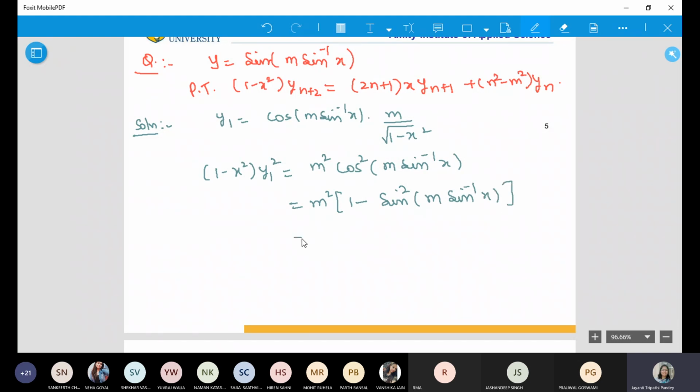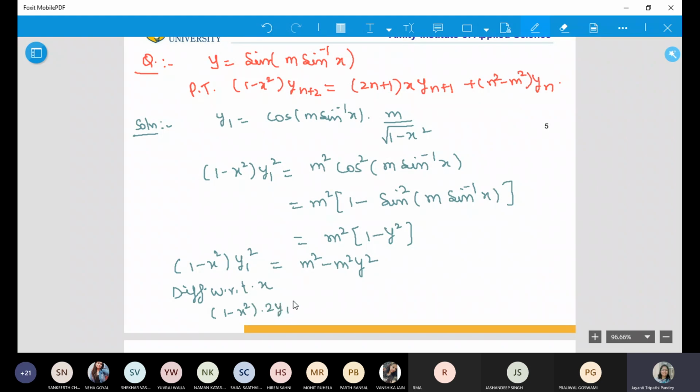This is m square 1 minus sine square m sine inverse x. Simple identity I have used. This is m square 1 minus y square. So what we have got, 1 minus x square y1 square is m square minus m square y square. Now differentiate with respect to x. You will get 1 minus x square 2 y1 y2 minus 2x y1 square is minus m square 2y y1.